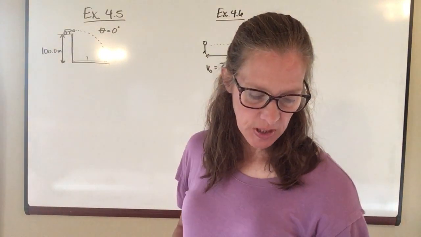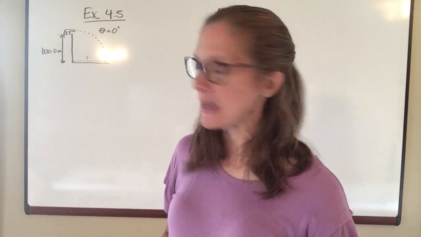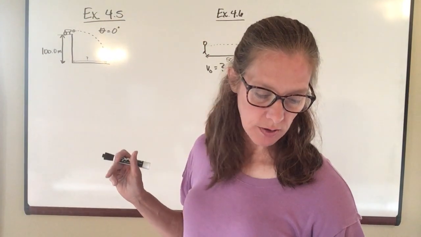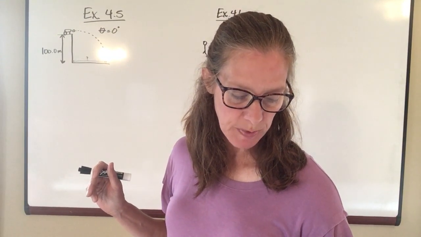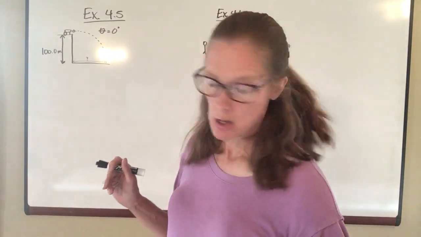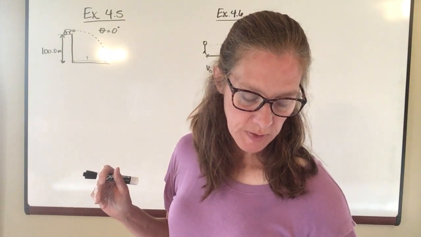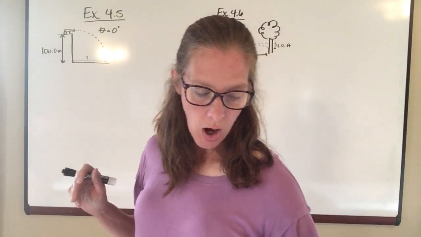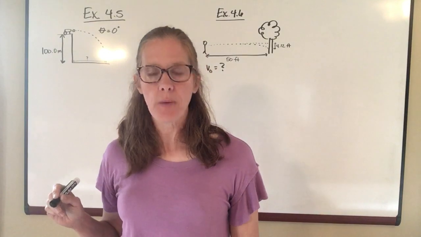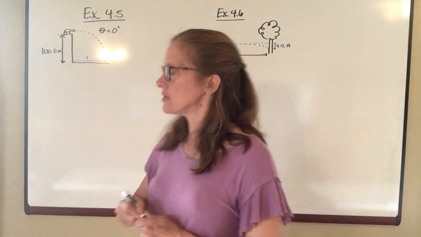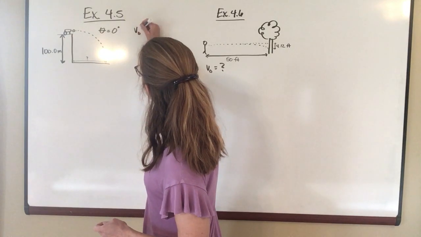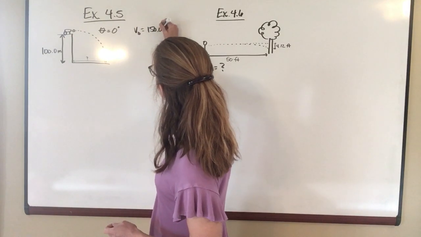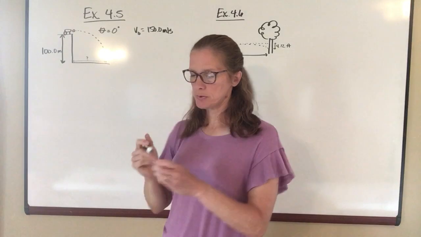So let's start with example 4.5. A cannon shoots horizontally, theta equals 0, off of a cliff. The cannon can shoot with an initial speed of 150 meters per second and is 100 meters above the ground. How far will the cannonball be from the cliff when it finally hits the ground? So the only thing I didn't put up here is that the initial velocity is 150 meters per second.